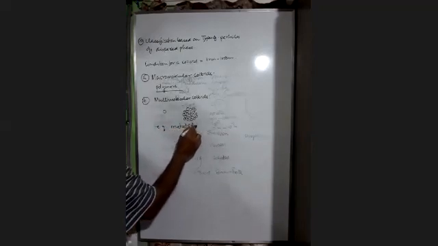Examples are the metal salts. Metal salts means what? It may be made from gold, silver, chromium, aluminum. These are all called metal salts. So these are multimolecular colloids.